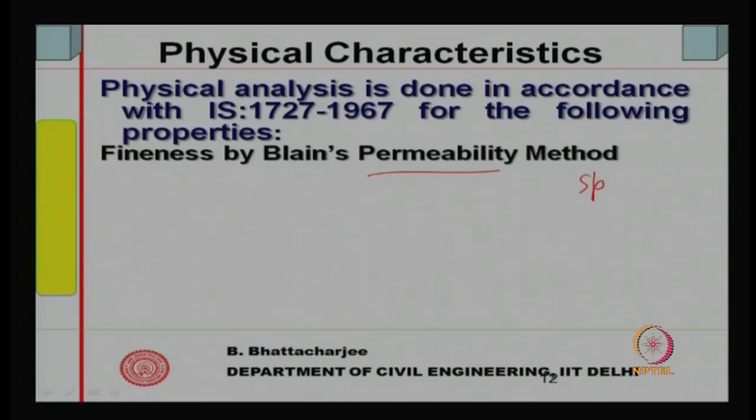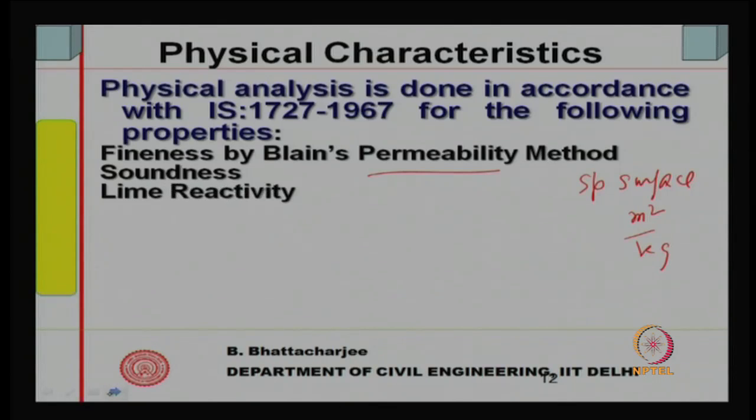From this time we can find out the specific surface. Specific surface is related to the air permeability. So, you can find out the specific surface, and there is a formula available. Blaine's fineness gives us basically specific surface, like for cement, in meter square per kg or centimeter square per gram, etcetera. So, fineness is measured by this. We measure soundness like we do for cement: is there any volume change with certain reaction?